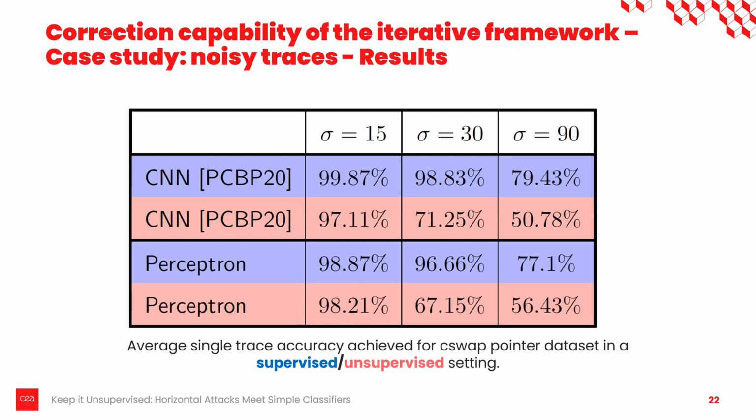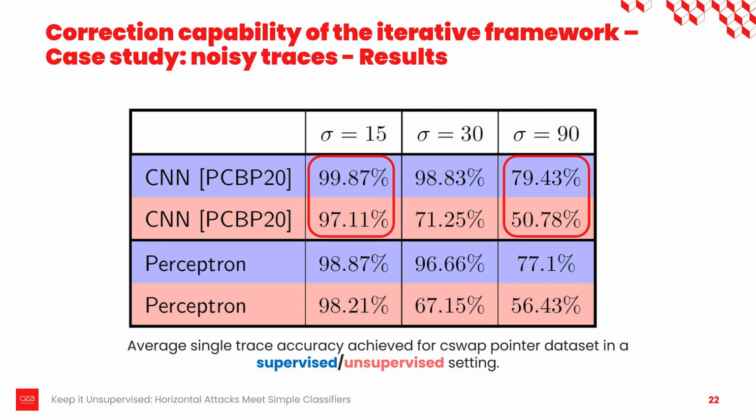So here we observe the following results. With a small level of noise, we obtain a very high accuracy in the supervised manner using the CNN architecture. And the iterative framework also succeeds in almost reaching the same level.